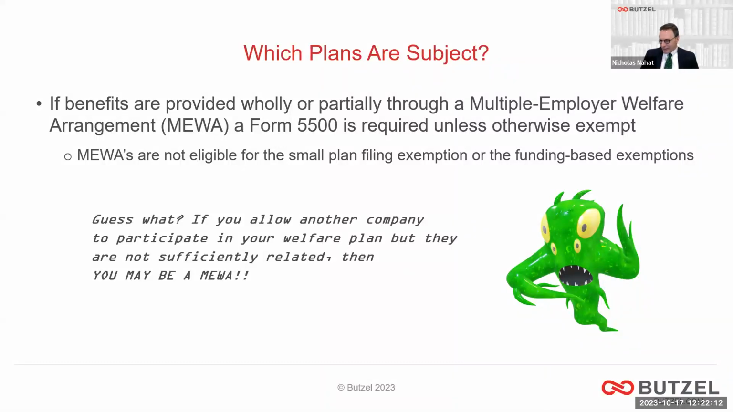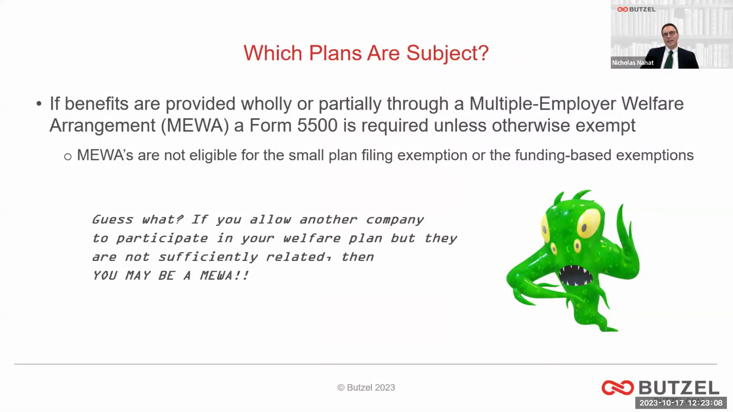They're a way for usually smaller companies or employers to offer benefits to their employees without a lot of extra bureaucratic paperwork. You can offload that a little bit, as well as share economies of scale. Now, here we have another little monster. Guess what? If you allow another company to participate in your welfare plan, but they're not sufficiently related, then you might be a MEWA. And that can be a scary situation if you don't intend or plan on that. There is always lurking in the benefits world the possibility of accidental MEWAs.